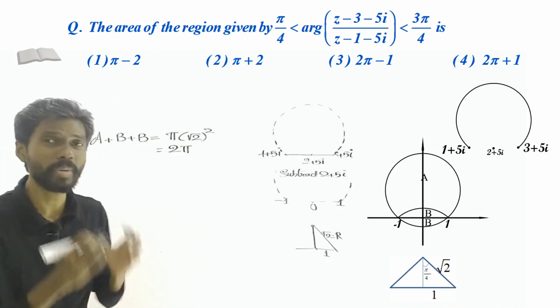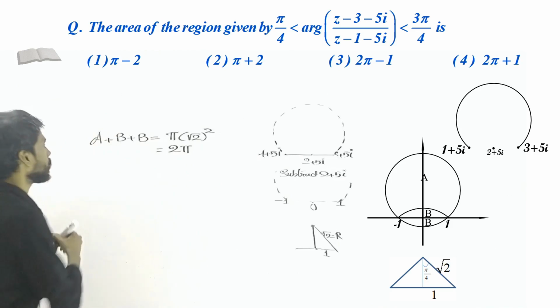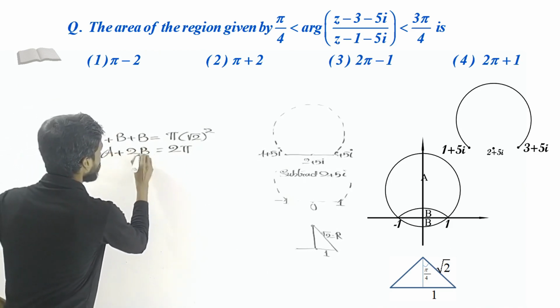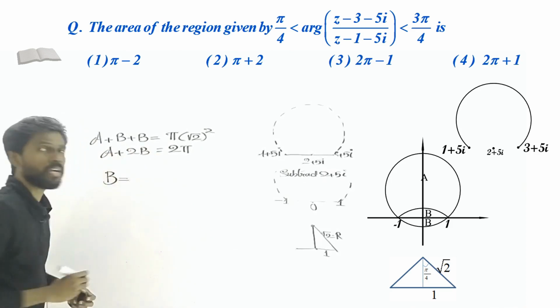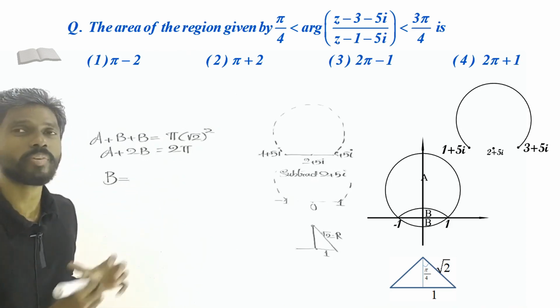We want to find the B. B, we have to subtract 2B. Okay, so A plus 2B is 2 pi. But what we want is just A. So let us find B separately. How to find B? B is what? It is the segment, right? Segment. How to find the area of the segment?